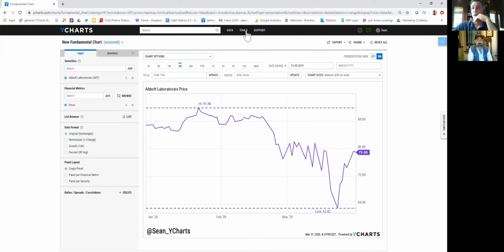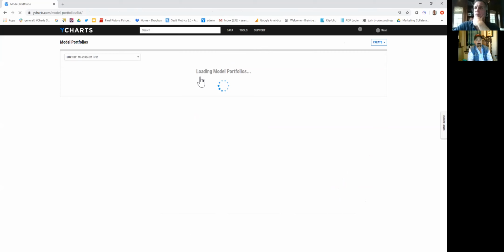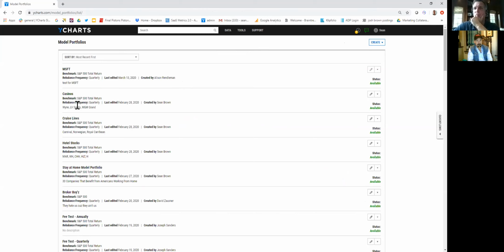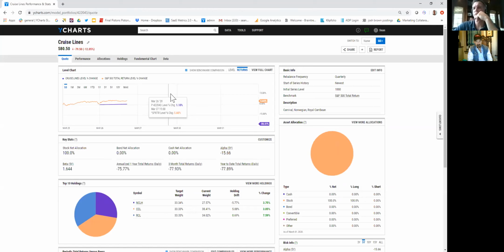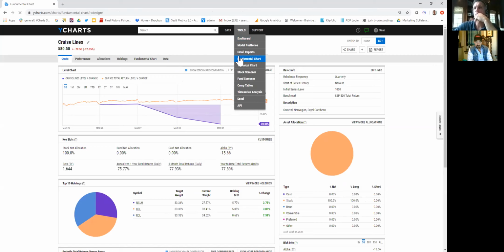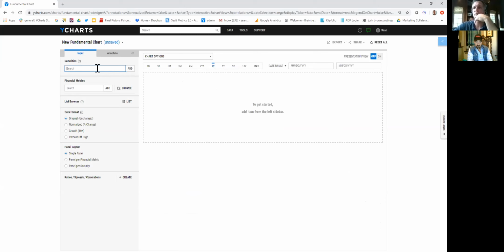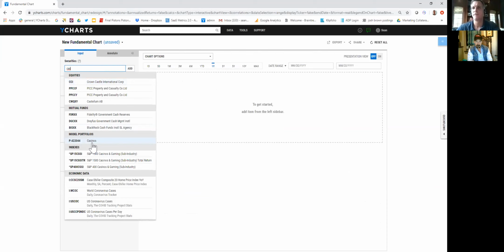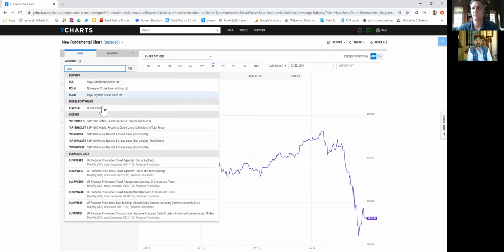One of the things I like to take a look at is we've got these model portfolios. And pulling this up, I've been trying to track, John, and I'd be interested in maybe your general impressions of the sectors that have been the hardest hit. I created a couple models, and let's pull a couple of those up. Let's pull up casinos. Let's pull up cruise lines. Let's pull up hotels.